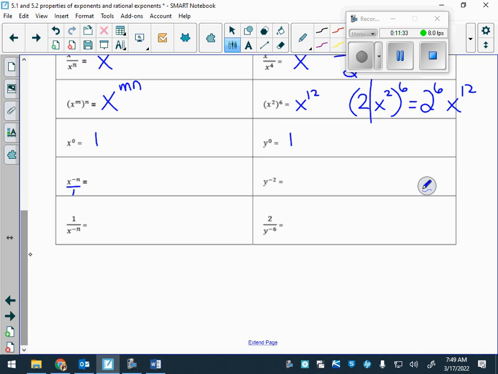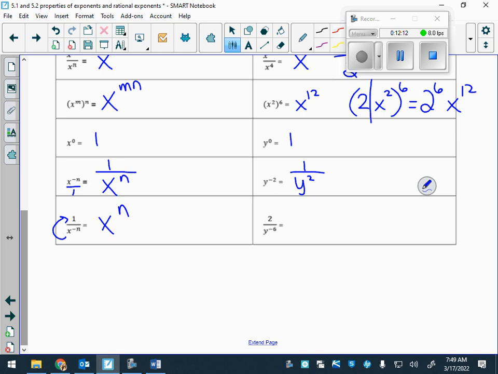All right, negative exponents. Good. 1 over x to the n. How about y to the negative 2nd? Camilla. 1 over y squared. Good. Then if we have a negative exponent in the denominator, Liam, this next one, what would it be? Okay. Chris. x to the n, if it's in the denominator, to make it positive, it goes to the top.